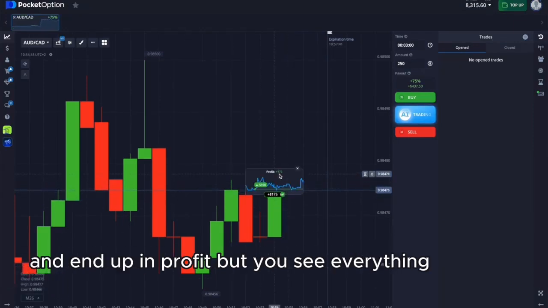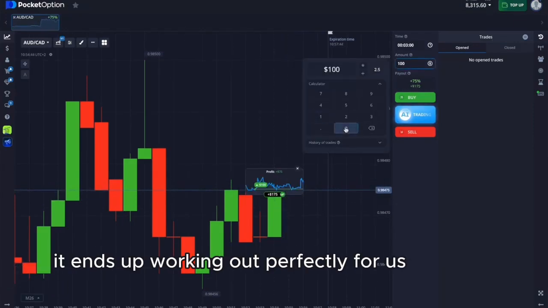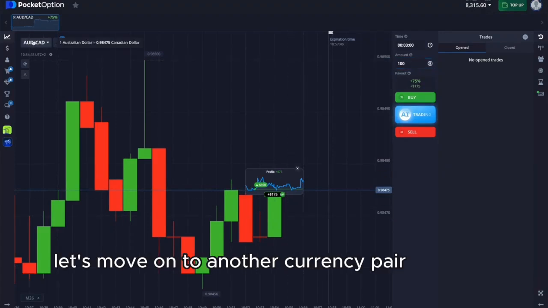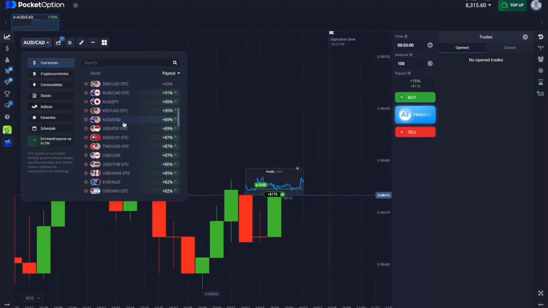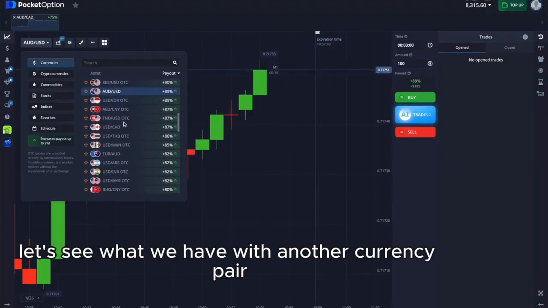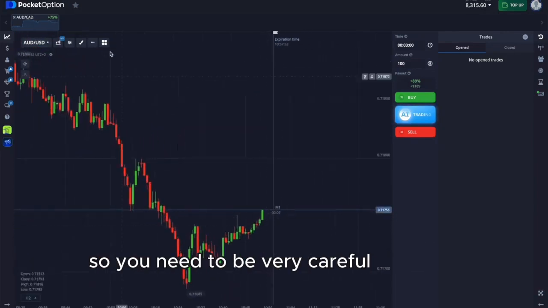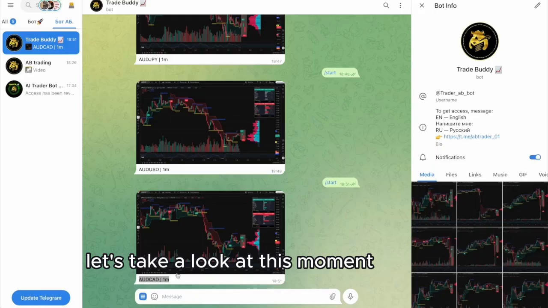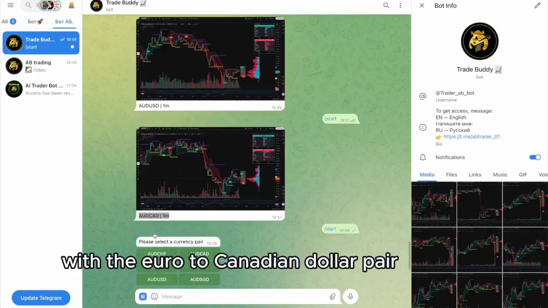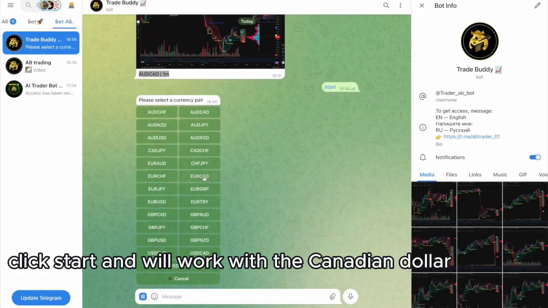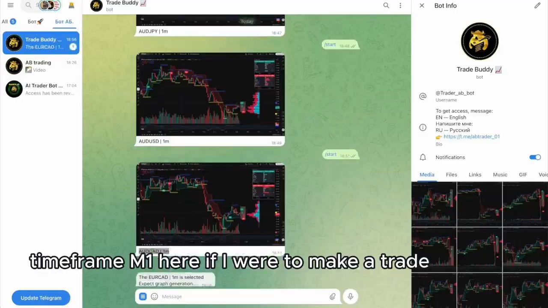But you see, everything ends up working out perfectly for us. We take this one, another win. Let's move on to another currency pair. Let's see what we have with another currency pair. There really is movement both up and down, so you need to be very careful. Let's take a look at this moment with the euro to Canadian dollar pair. Click start, and we'll work with the time frame M1.